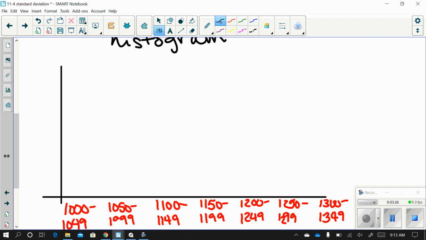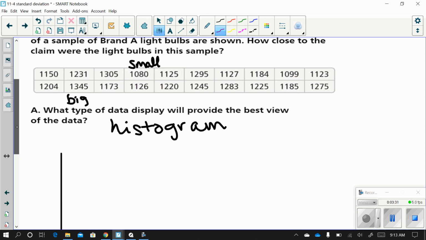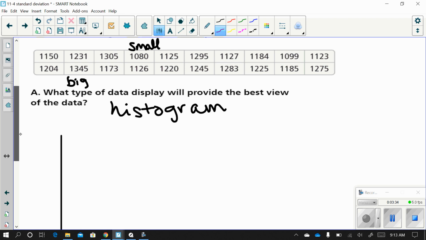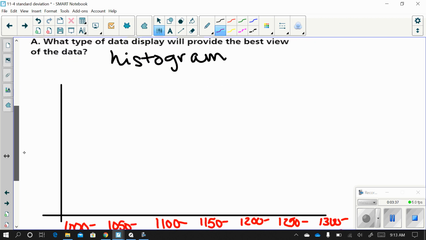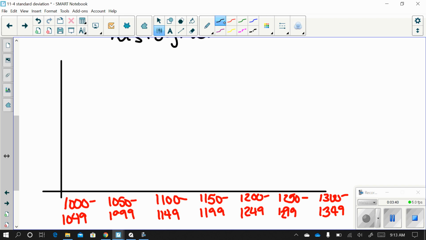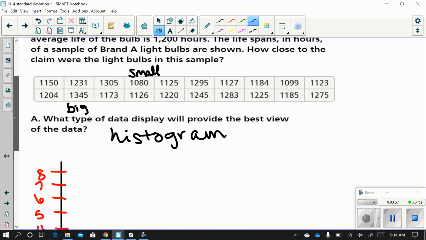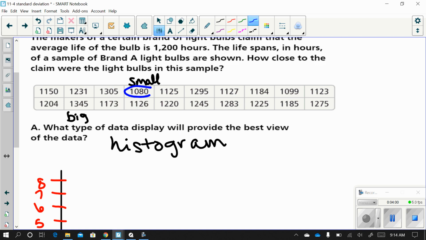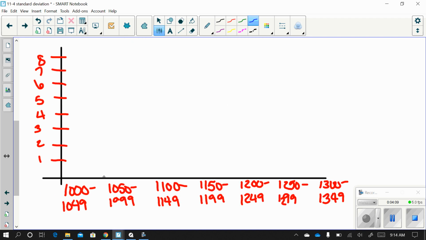So now let's count up how many are in each interval. 1,000 to 1049, I don't have any there. So I should probably make some marks here to say, okay, 1, 2, 3, 4, 5, 6, 7, 8. Let's go with 8 for now, and if need be, we will extend that. So there's none in my first interval. Let's see how many are 1050 to 1099. It looks like we just got 2. So I make my bar up to 2.